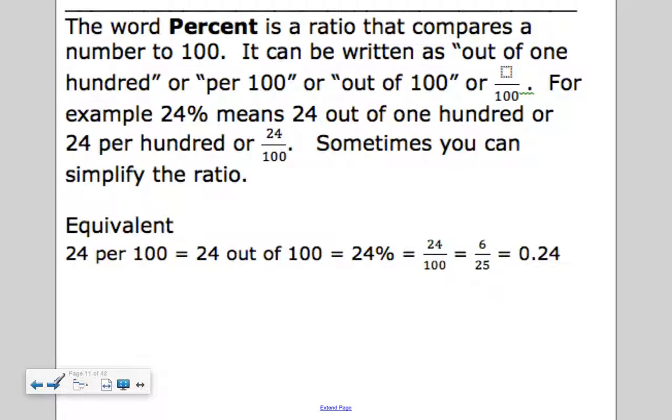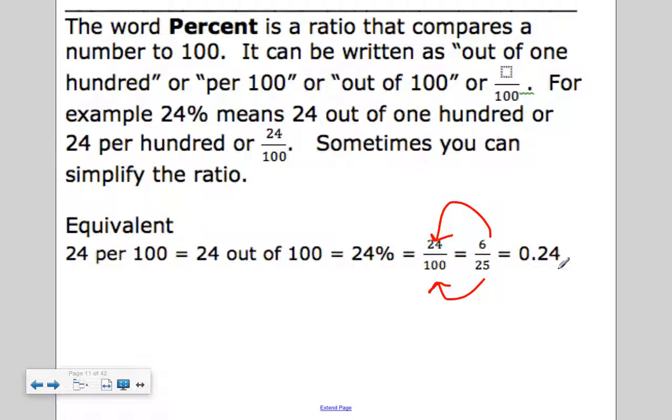So again, percent is a ratio that compares a number to 100. It can be written as out of 100, per 100, or something over 100. For example, 24% means 24 out of 100, or 24 per 100, or 24 hundredths. Sometimes you can simplify this ratio, because 24 hundredths can be simplified as 6/25, but you can still build it back up to 100 by multiplying by the scale factor of 4 and get 24 hundredths.